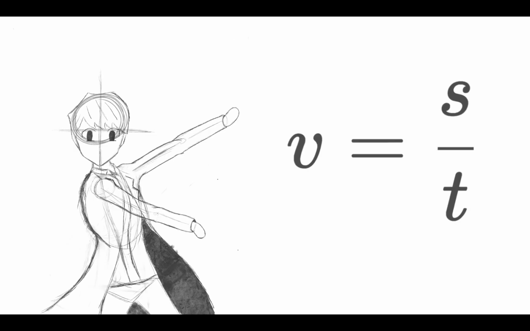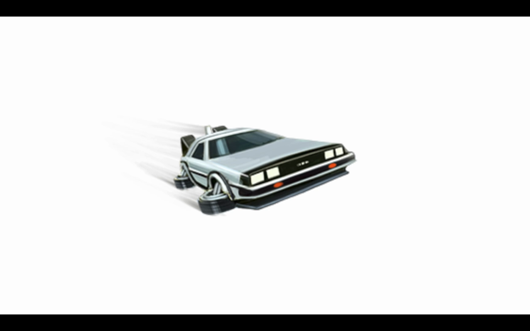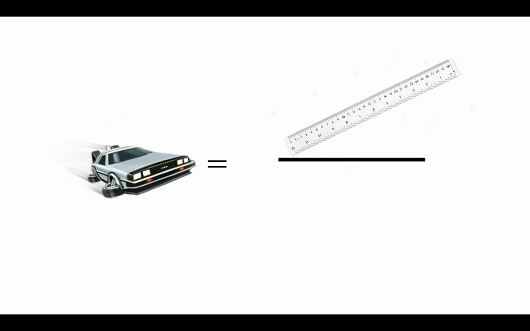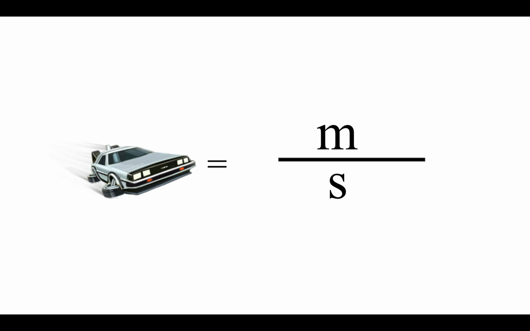And so, as can be seen in the formula v = s/t, in order to get the speed of an object, we must take the distance which the object travels, measured in meters, and divide it by the time which the object takes to travel said distance, measured in seconds. And so when we divide meters by seconds, we get the unit for speed, being meters per second, which is just a way to say the meters traveled every second.